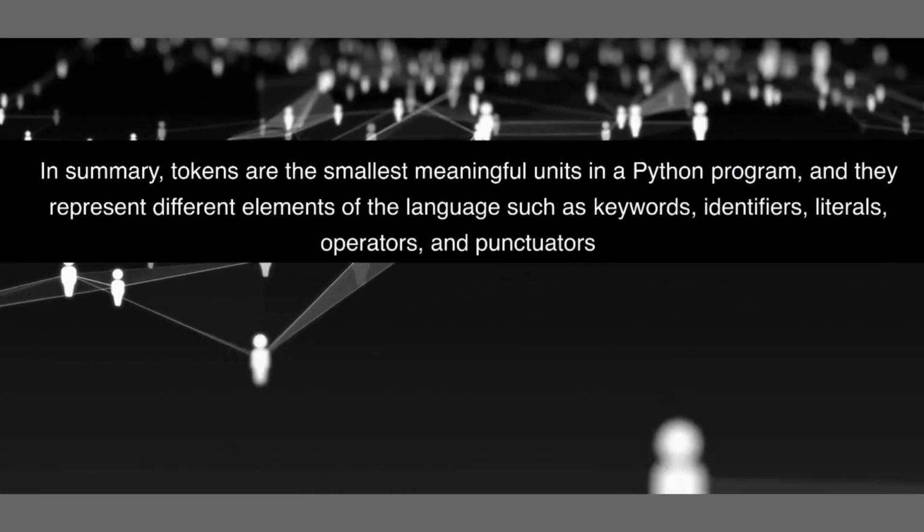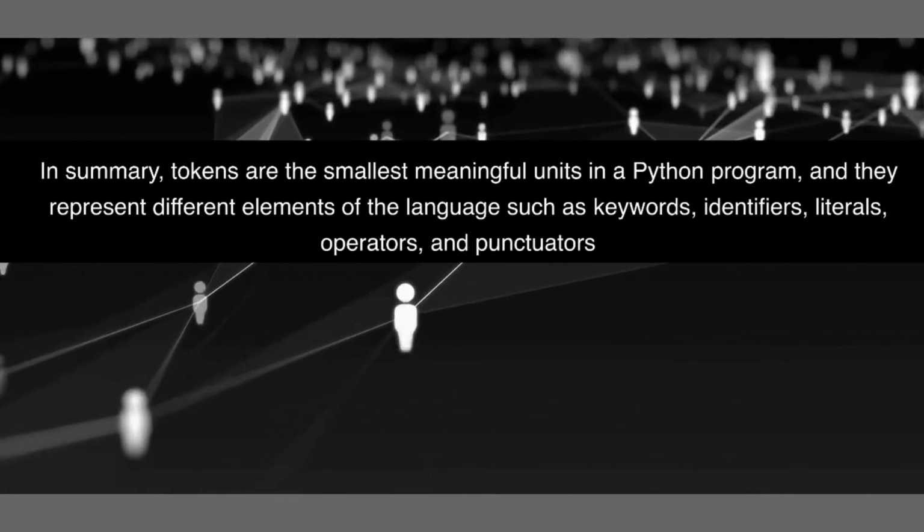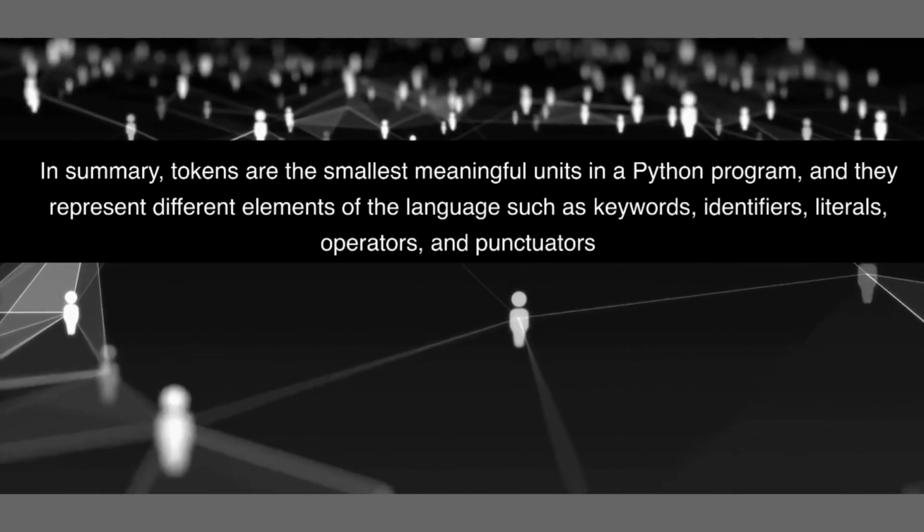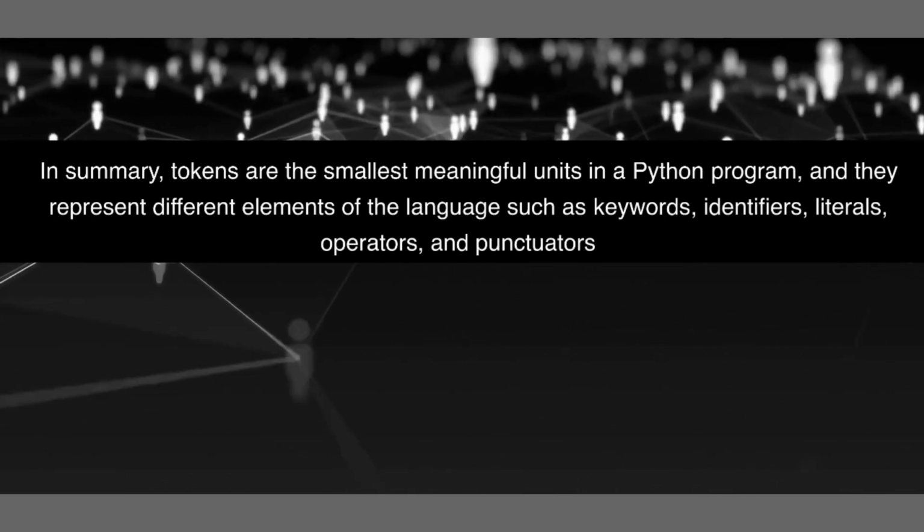So in summary, tokens are the smallest meaningful unit in a Python program and they represent different elements of a language such as keywords, identifiers, literals, operators and punctuators.